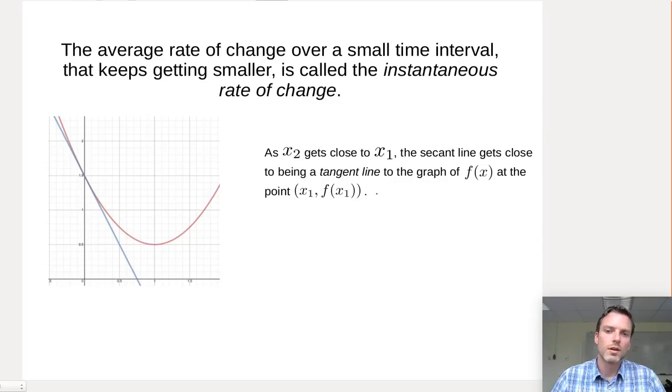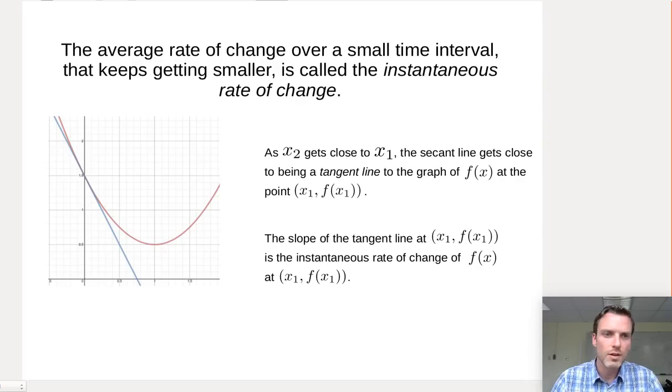Moreover, as that interval gets smaller and smaller, that secant line, which goes through 2 points on the function, approaches what's called a tangent line, which is a line that goes through only 1 point of the function. The slope of this tangent line is the instantaneous rate of change. So that's a more formal way of phrasing this first statement.